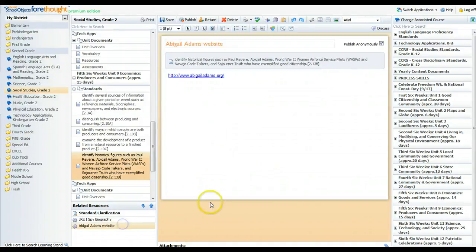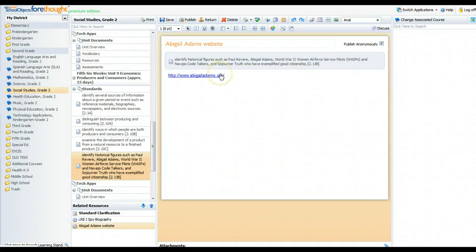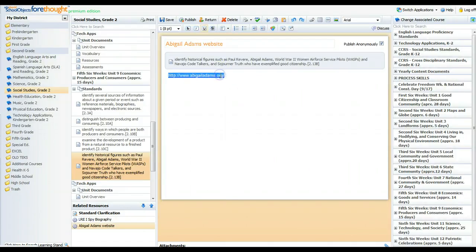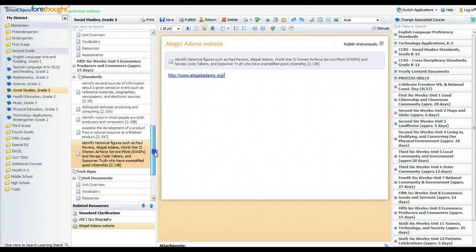In addition to that, I know y'all are always looking for more resources for the people that we talk about. So I've gone ahead and included a website for you here called abigailadams.org, and you can go to that to find some more information.